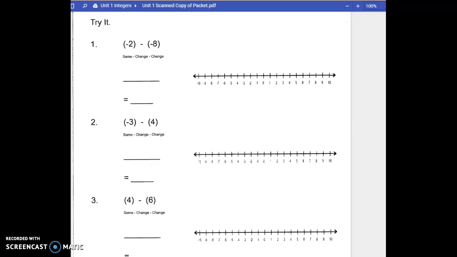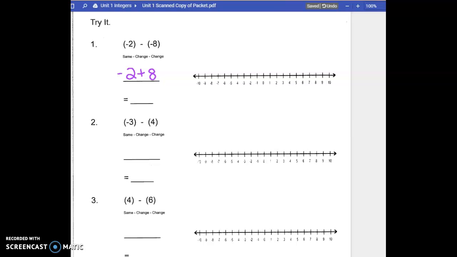We change it to an addition problem by adding the opposite, or what your teachers like to say sometimes is same, change, change. So the first number is going to stay exactly the same. It's going to stay as -2. My subtraction is going to change to addition, which is what we want. And my -8 is going to become the opposite, or it's going to change to a +8. Okay, then just like we did before with our adding of integers, we're going to use our number line.